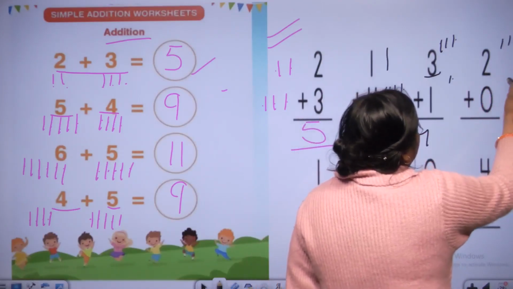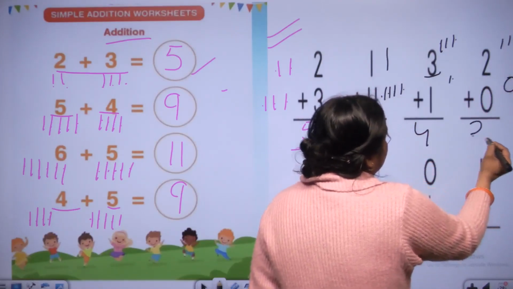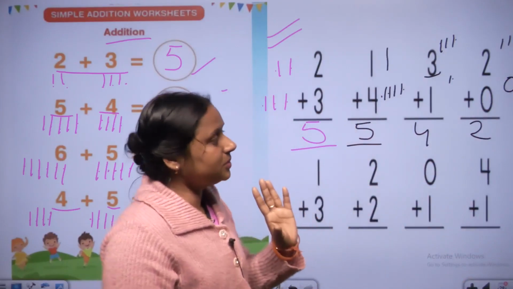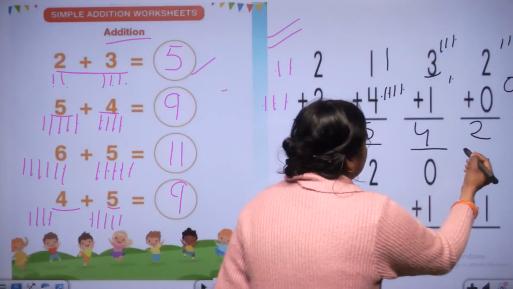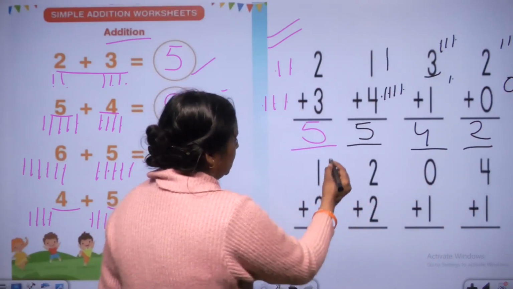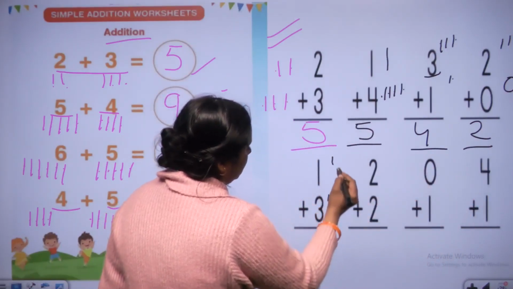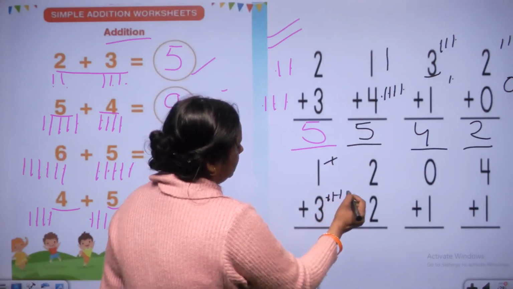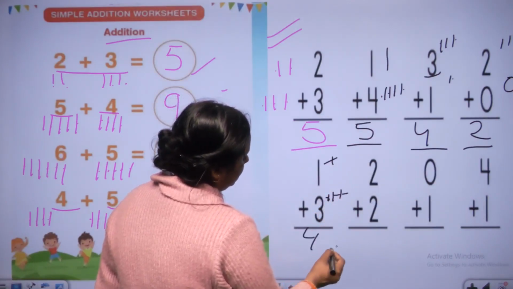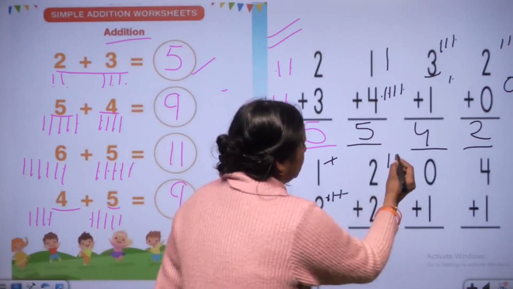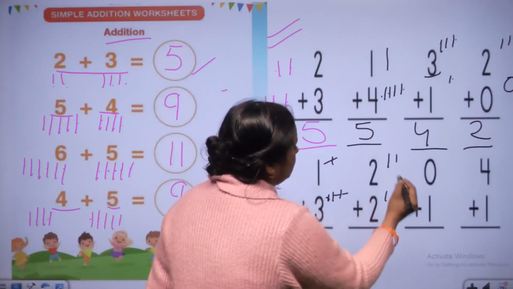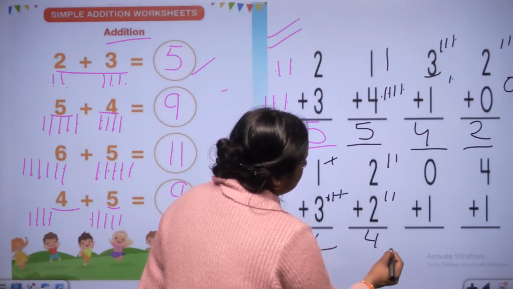2, 1, 2. 0 means nothing. Here, 2. Okay, 0 means nothing. So 2 will just come down as 2. Okay. Then 1 plus 3. 1, 2, 3, counting 1, 2, 3, 4. Yes, 4. When we add, we get the sum 4 here. 2, 1, 2 sticks, then 1, 2, 3, 4. 4 is the sum.